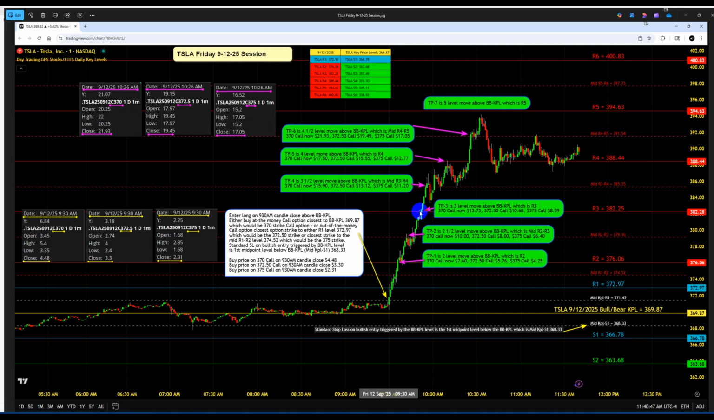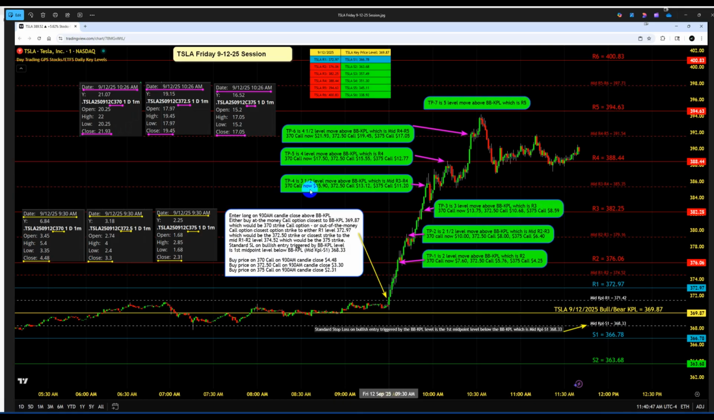Okay, so our last level here was mid R2, R3. The next level up is when it hits right here on this candle, and again it hits it on this one right after it, and that is the TP3 level. That is a 3-level move. So we have a 2-level move, a 2.5-level move, now a 3-level move, TP3. So that's a 3-level move from the bull bear key price level to R3. The 370 call is now $13.75. The 372.50 call is now $10.68. The 375 call is now $8.59.